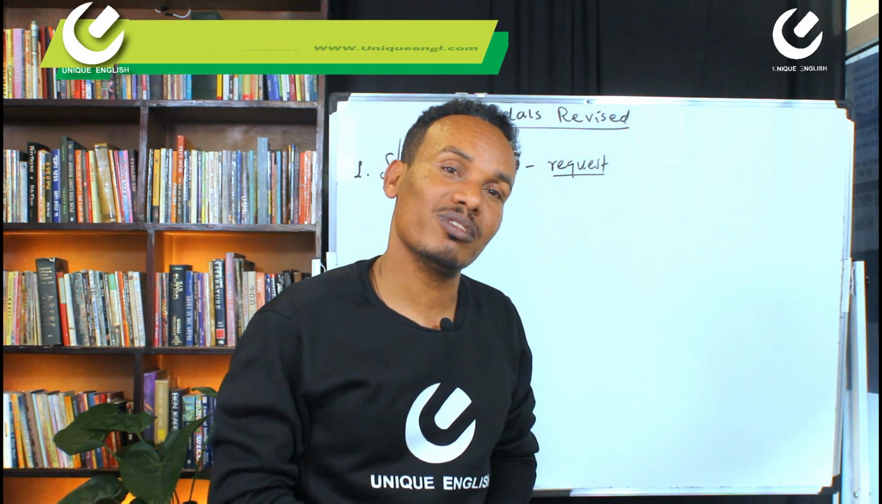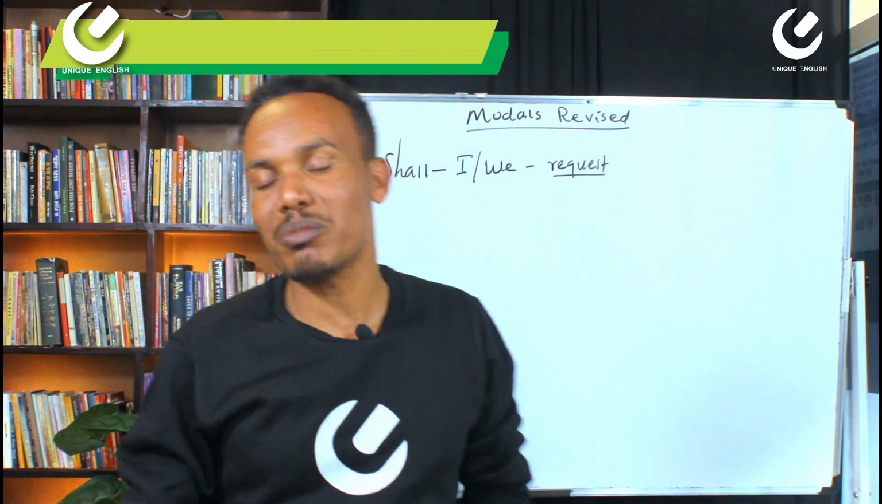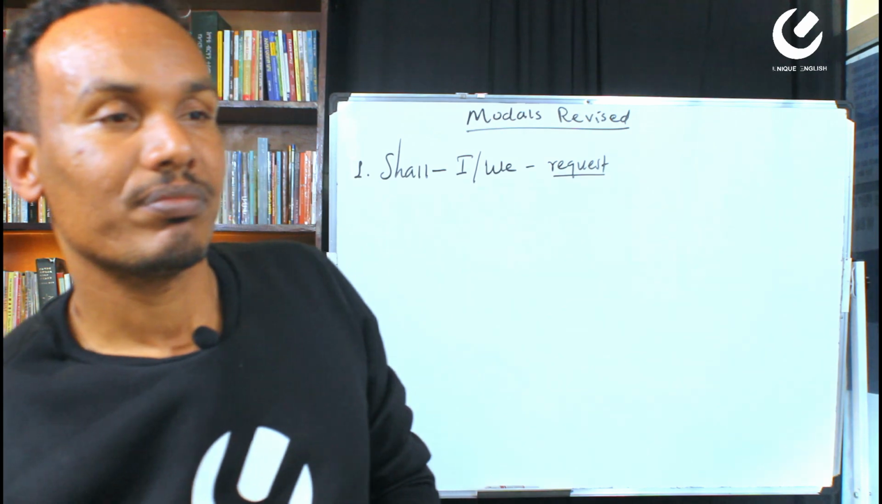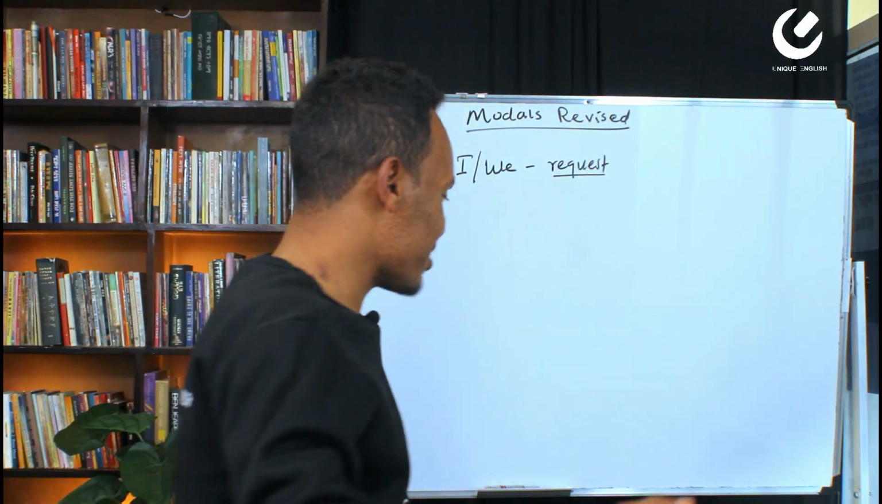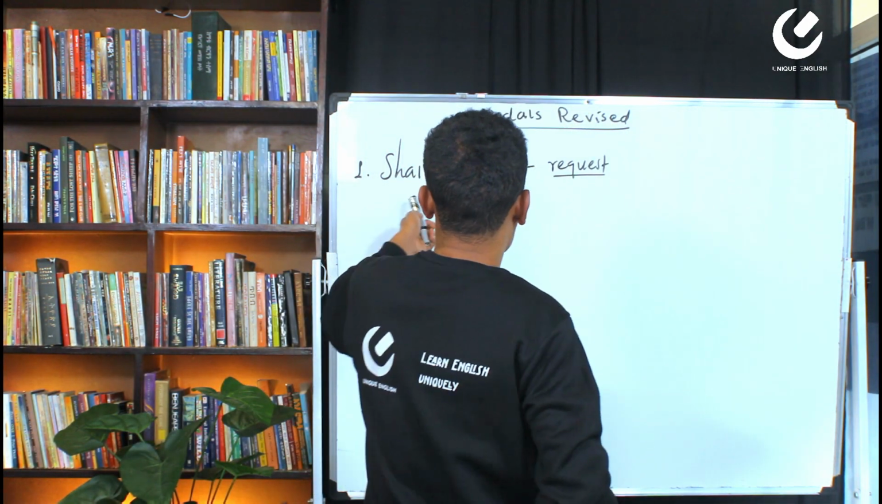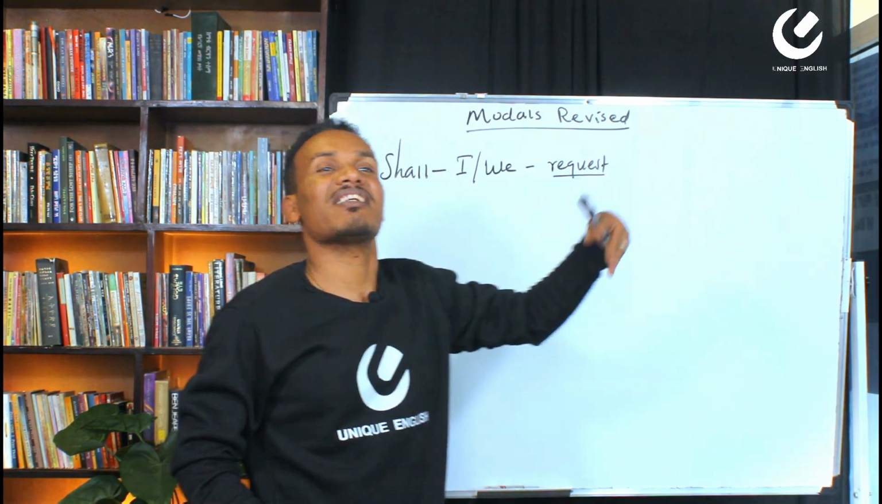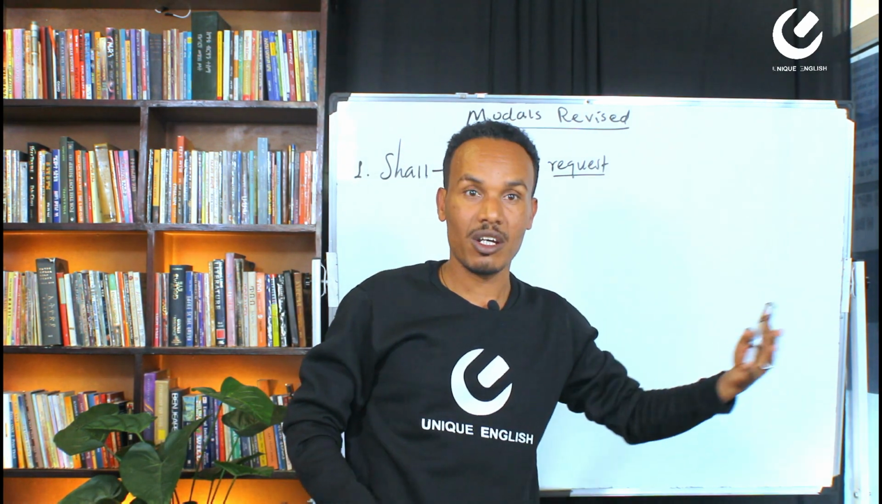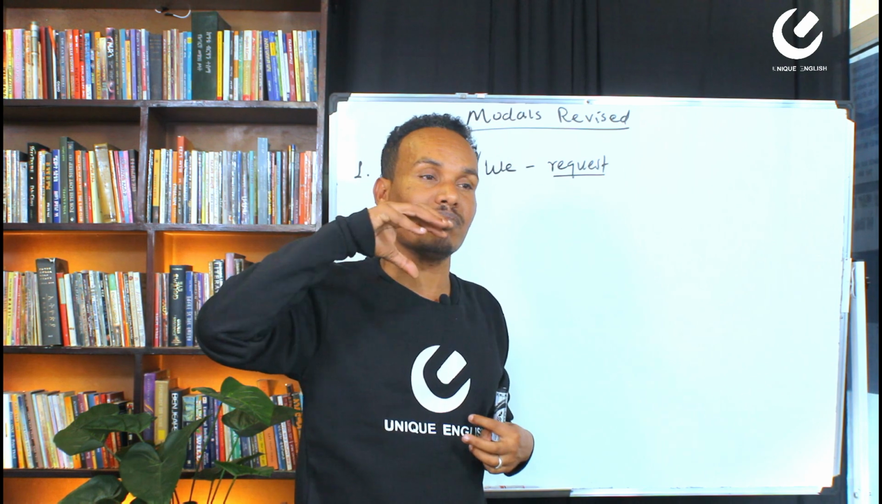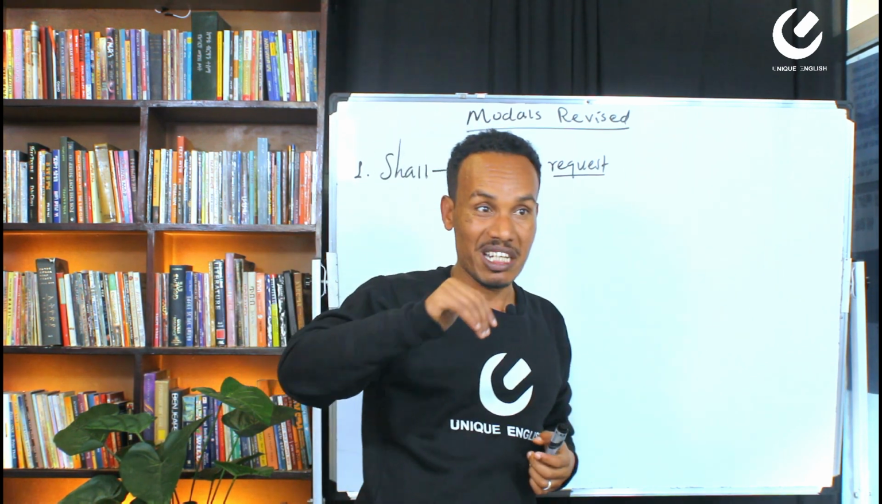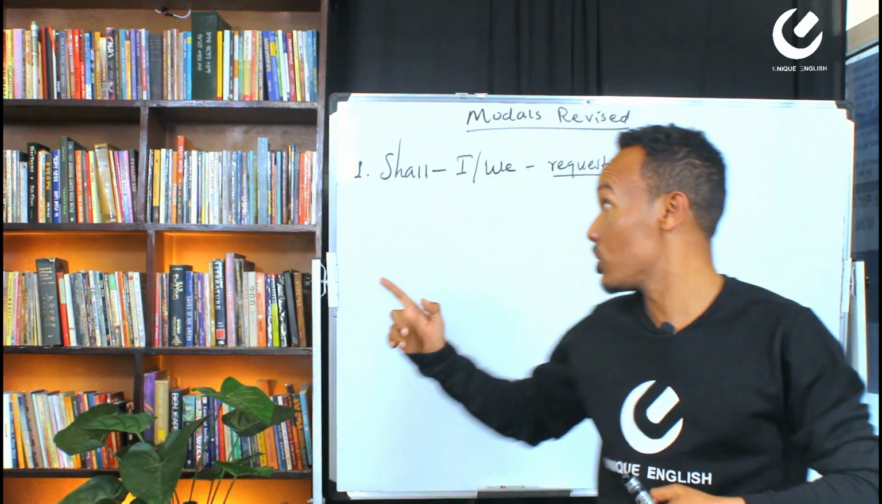Shall you come to my home? What does it mean in Amharic? Shall you come to my home means, when we give some suggestions, you understand me? Some embedded kind of suggestions, we use this shall.